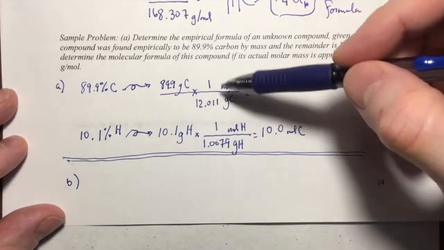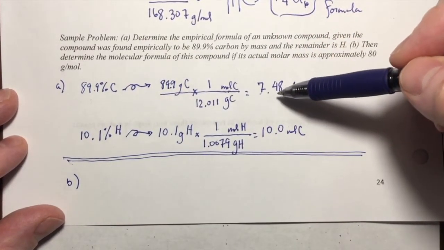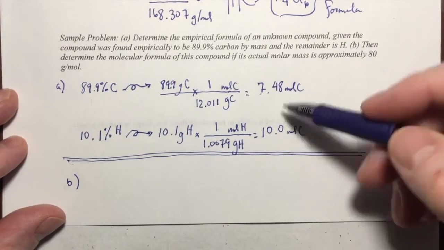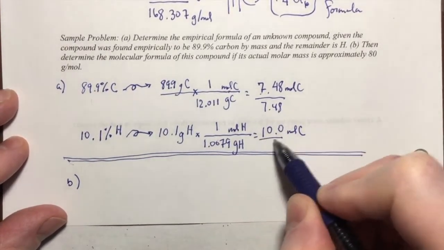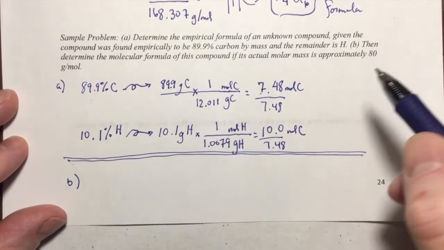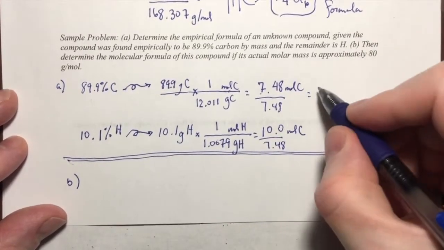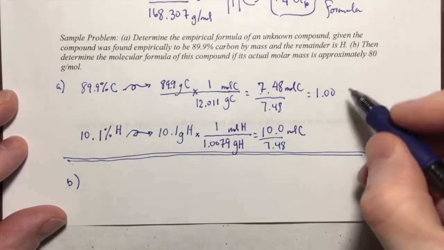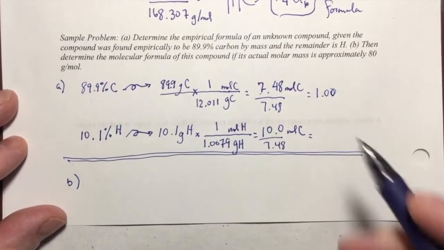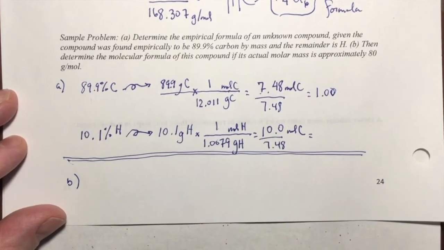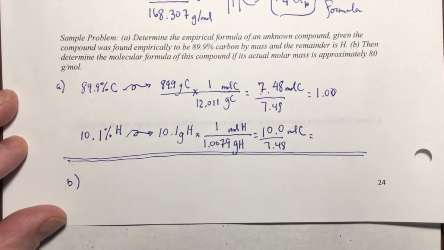Percent to mass, mass to moles. What's the next step? I divide by the smallest number. It's going to turn one of these numbers into 1, and the other number will be some ratio in relationship to that 1. 10.0 divided by 7.48 equals 1.34.